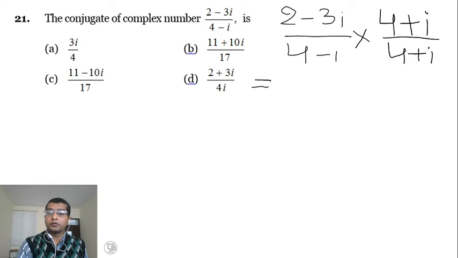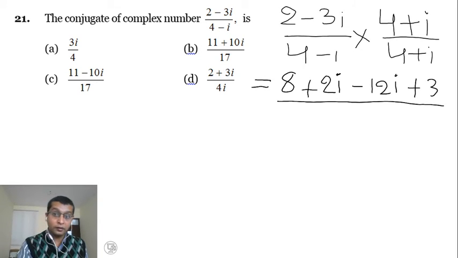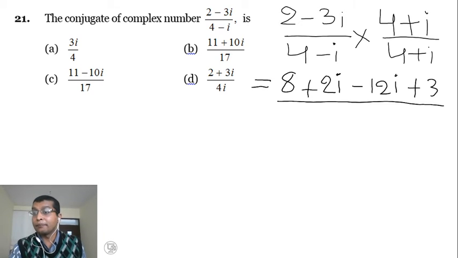So numerator we have to simplify. 2 4s are 8 plus 2 into i. Next 4 3s are 12i, then minus 3i into i square is minus 1, minus into minus plus 1. Like this you have to solve it directly here, don't write stepwise. So the denominator is of the form a minus b into a plus b, a square minus b square. 4 into 4 is 16, i square is minus 1. So what we get? 17 here.